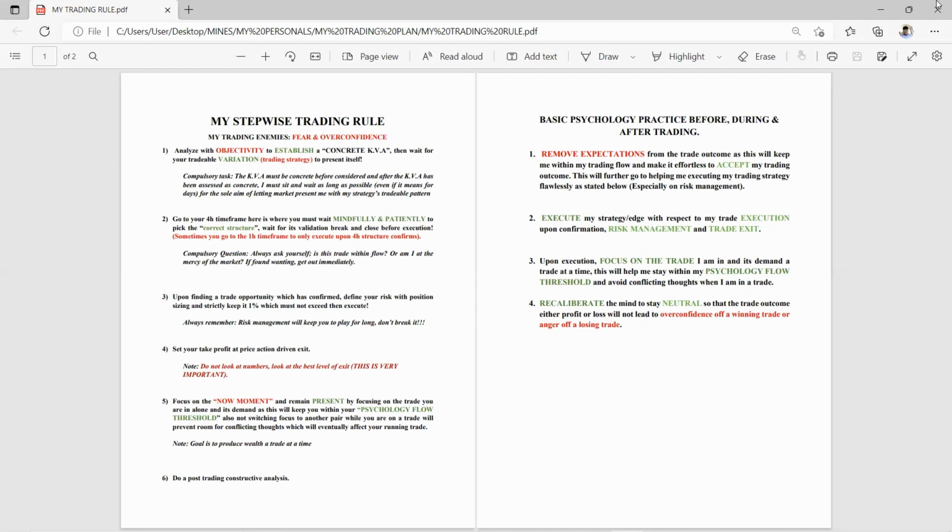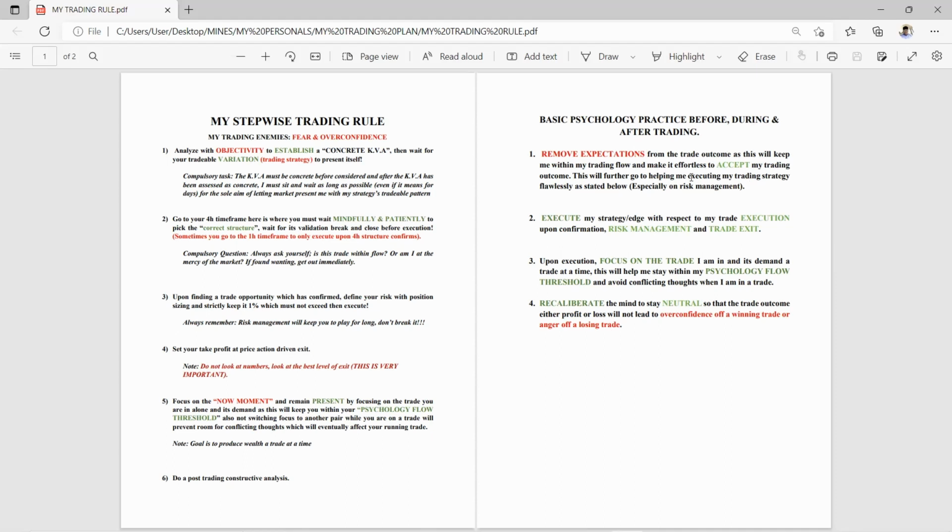So now I want you guys to focus on the second page, which is psychology practice before, during, and after trading. What's the first thing I said? Remove expectation from the trade outcome, as this will keep me or anyone within their trading flow, and it's going to make it effortless for you to accept your trading outcome. So how do you remove expectation? By following your risk management.